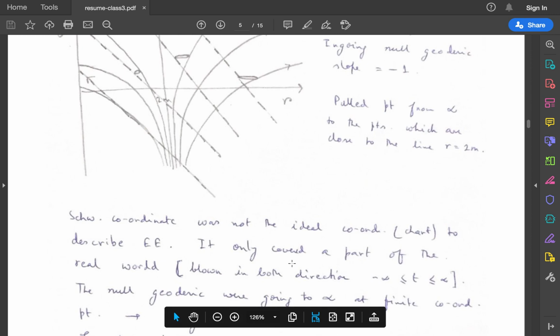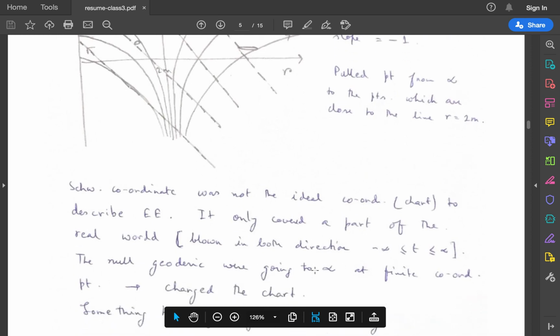It was only covering a part of the real world, and we were thinking that it was the whole world. However, that is not the case, because we have blown t equal to plus minus infinity in both directions, and we were thinking that it had covered the whole world. In the actual case, it did not. So this was the problem with the Schwarzschild coordinate.